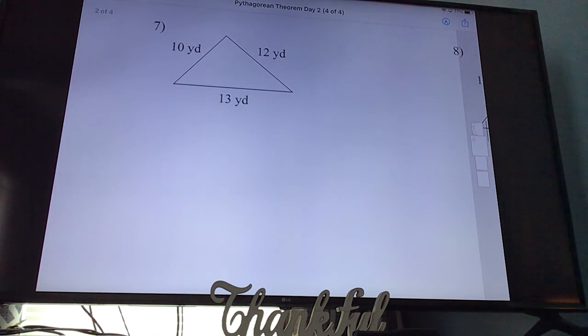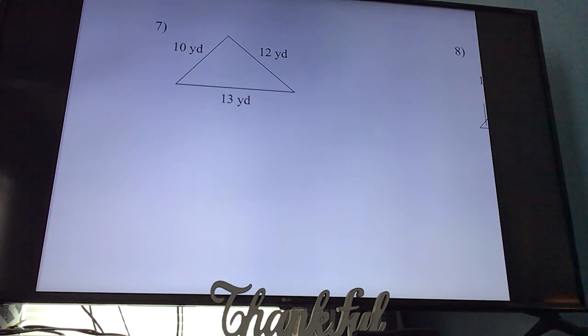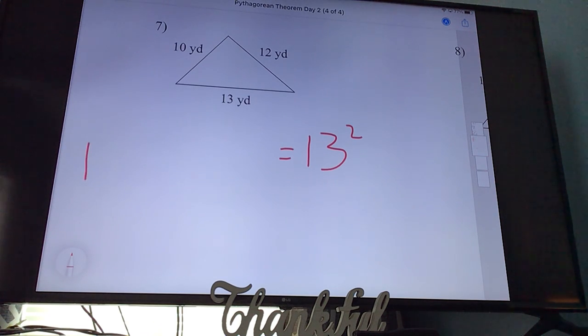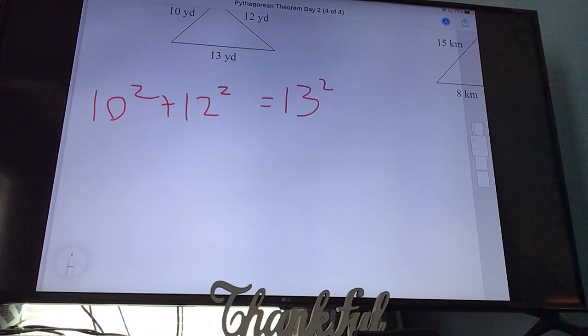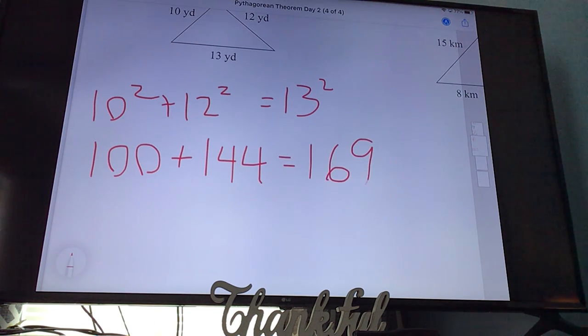Okay, look at 7. Same thing. What's going to be our c squared? Our c squared has got to be 13 squared, because 13 is our biggest side. We've got 10, 12, and 13. So we're going to have 10 squared plus 12 squared equals 13 squared. 10 squared is 100, 12 squared is 144, and 13 squared is 169.